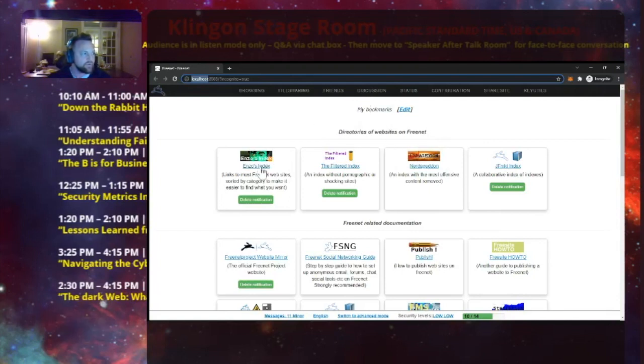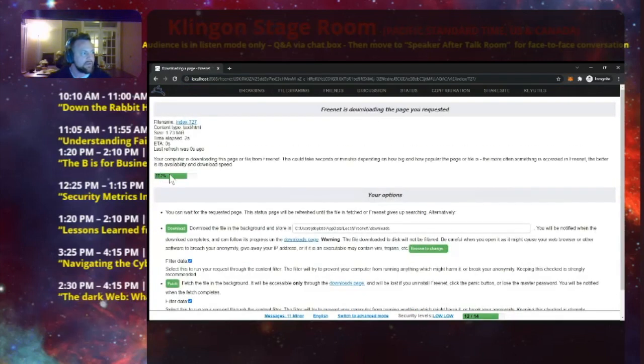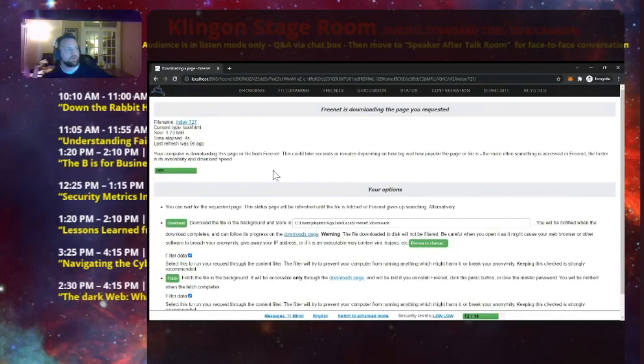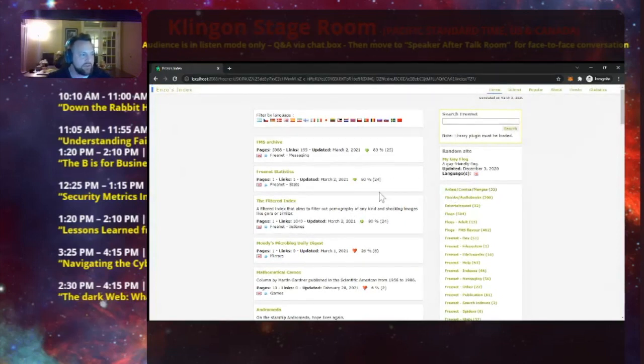If I wanted to go to a website, here's an index with different categories. I can click it. What happened is my Freenet node here is reaching out to the network, like I said. It's hitting other nodes. It's saying, hey, do you have this file? This file in this case is a website, and then it's returned that website. So now my node is going to both have and be able to share this information if other people request it.